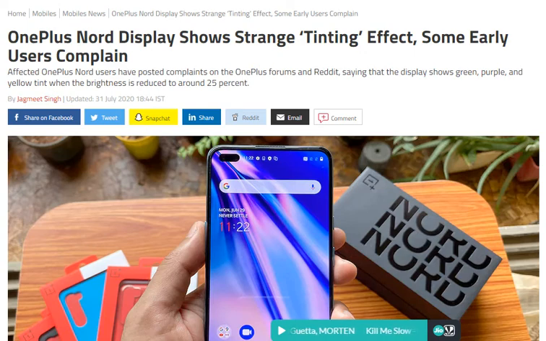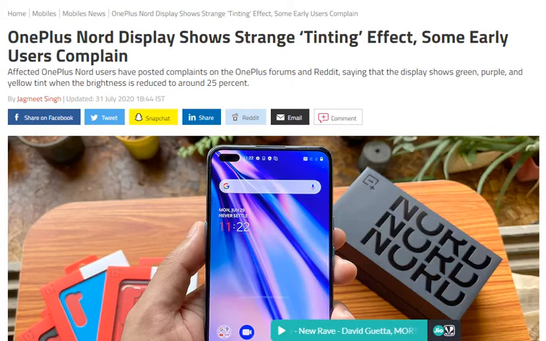Hi friends, today I wanted to discuss the green tint display issue that many different phones on the market are currently facing. Mostly this issue is faced by AMOLED phones. Many companies are having to deal with this issue, and especially OnePlus is facing a lot of issues with regards to this green tint.